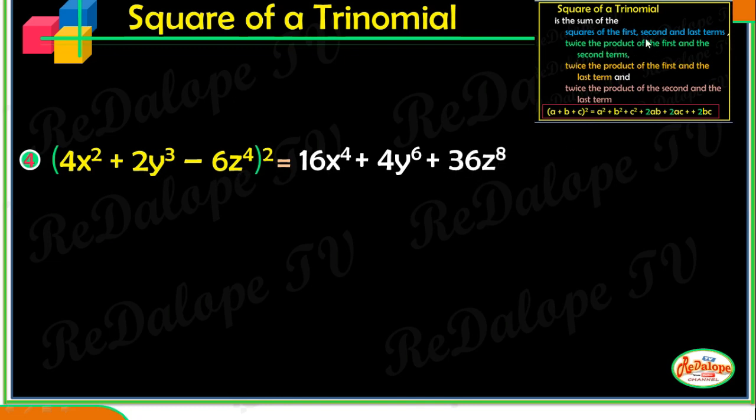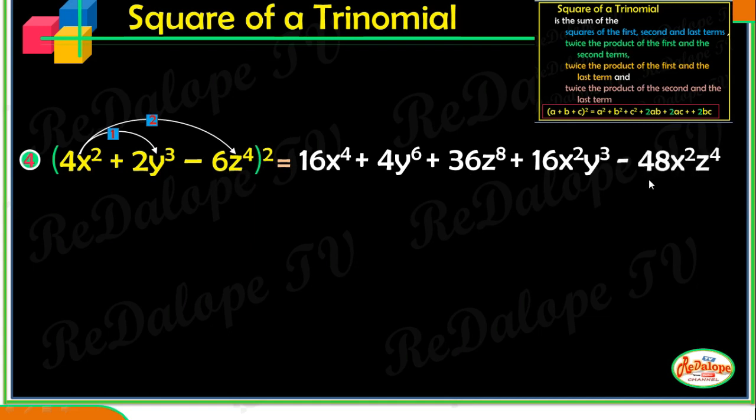And then for the fourth term, we have twice the product of the first and the second term. So we have 4 times 2, so we have 8x squared y cubed times 2, so that is 16x squared y cubed. And for the fifth term, that is twice the product of the first and the last term. So we have 4x squared multiplied by negative 6a4, so that is negative 24x squared a4 times 2, so that is equal to negative 48x squared a4.